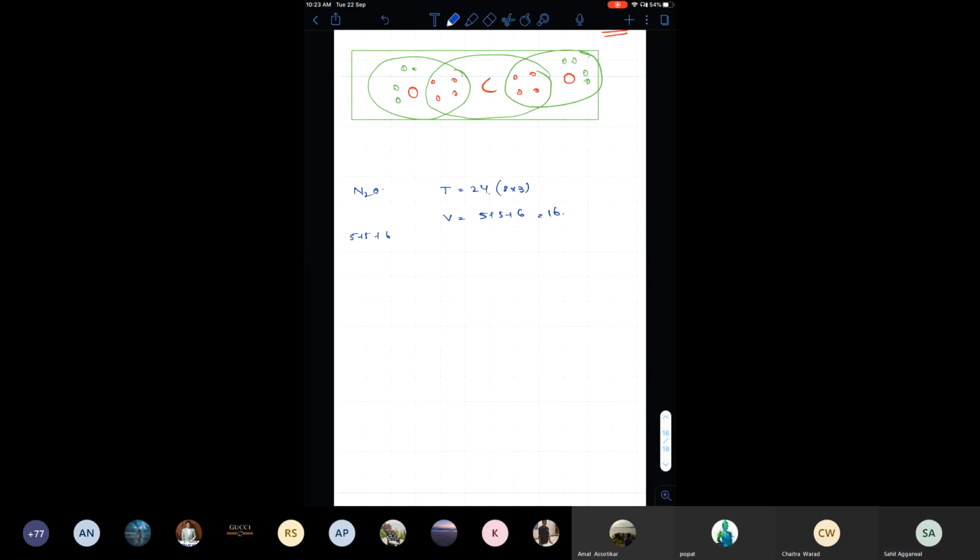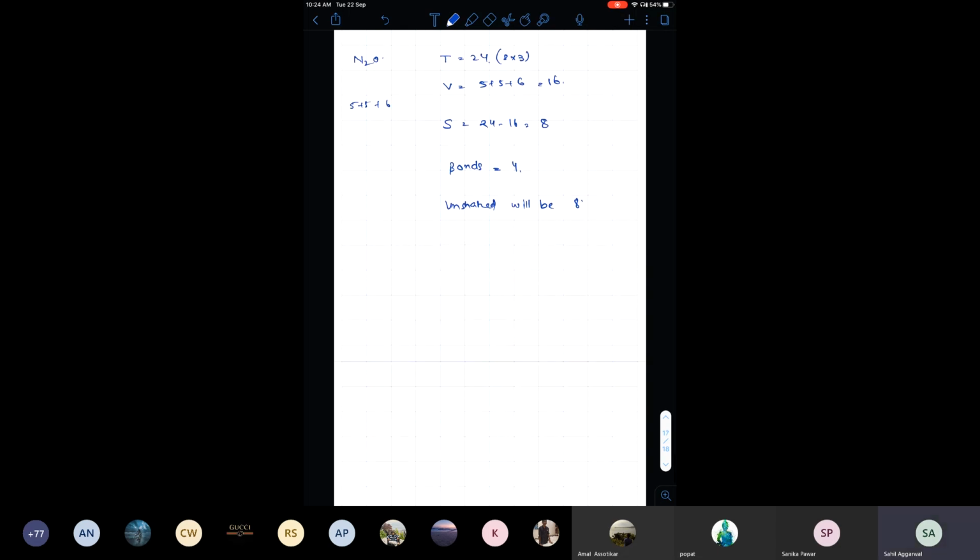Any doubt in this V? No, sir. S will be 8. Bonds will be 4. Unshared will be 8. Nitrogen will be the central atom, right? Four bonds. Complete the octet. This will be the structure.